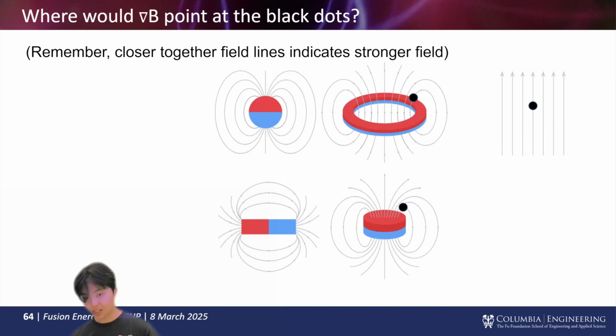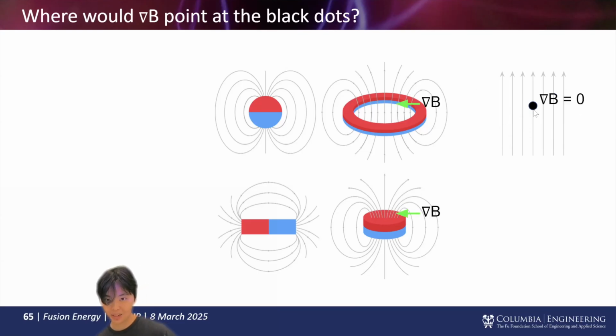So here I have some examples of grad B. Where would grad B point in the black dots? Remember, grad B is an arrow that points from weaker to stronger field lines, like a slope. In the first black dot here, it would point inward, right? At this black dot there are fewer field lines here and more field lines over there, so it would point inward. And since this is all uniform, all the field lines are equally spaced, there's no change in density, so it's 0, right?